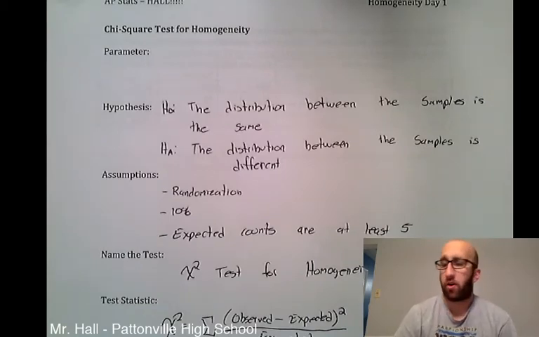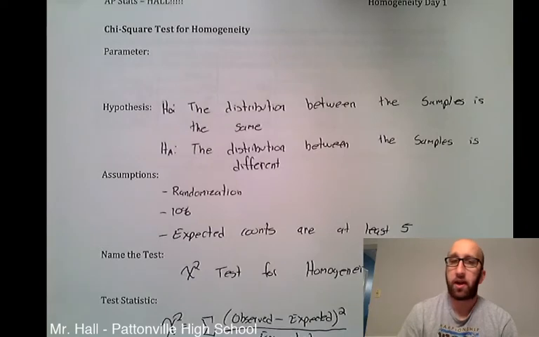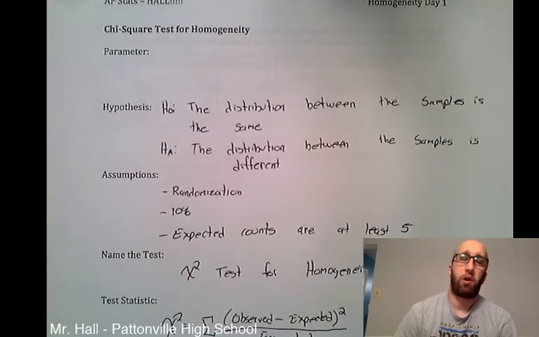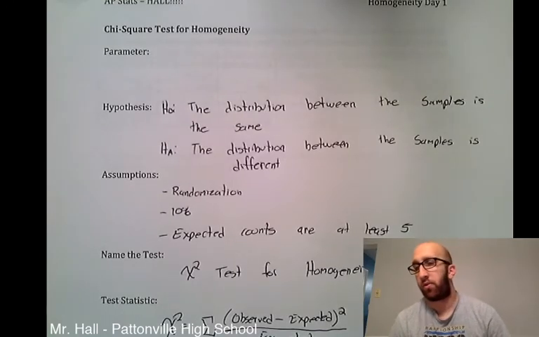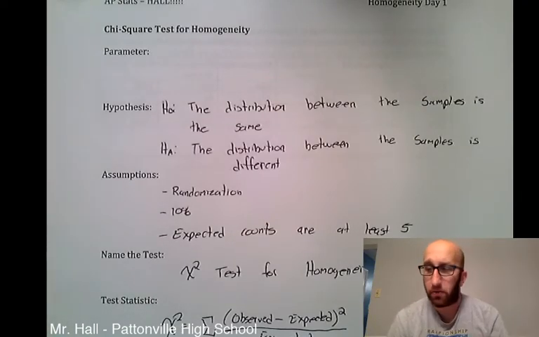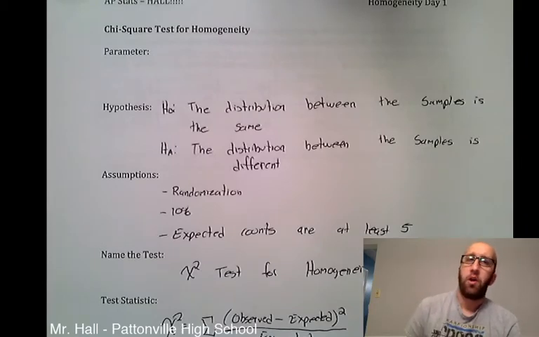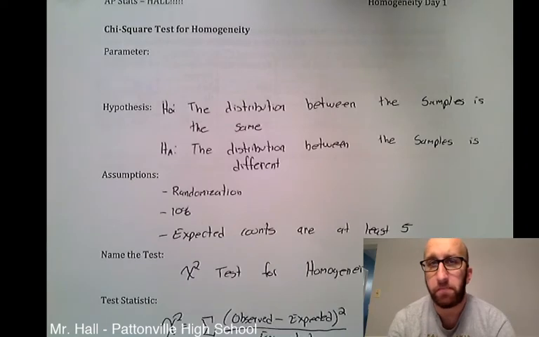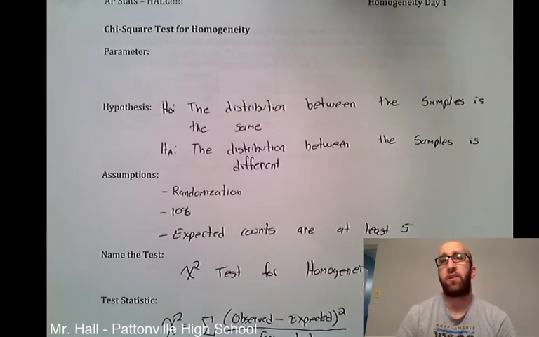So to start off, there's a common theme throughout the three chi-squared tests: we do not need a parameter here. We're going to use words when we do our actual hypothesis. So if we're using words instead of some sort of symbol or parameters, we don't need to define what the parameters stand for. So our null hypothesis, we're going to say the distribution between the samples is the same, and the alternative is the distribution between the samples is different.